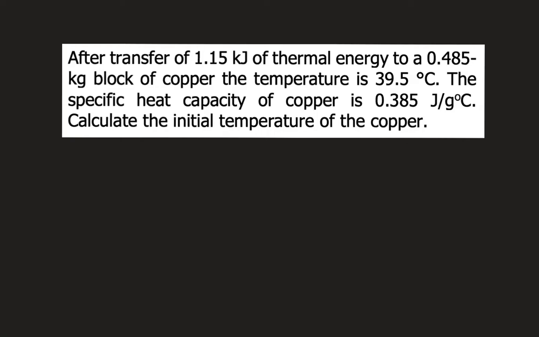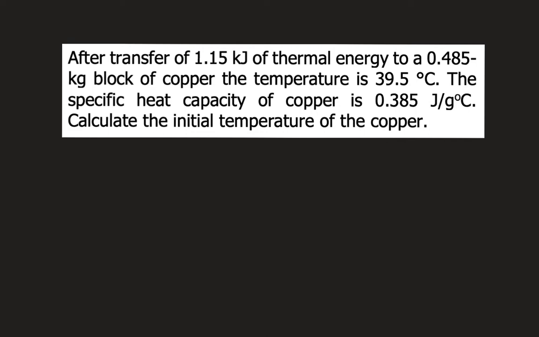After transfer of 1.15 kilojoules of thermal energy to a 0.485 kilogram block of copper, the temperature is 39.5 degrees Celsius. The specific heat capacity of copper is 0.385 joules per gram degree Celsius. Calculate the initial temperature of the copper.